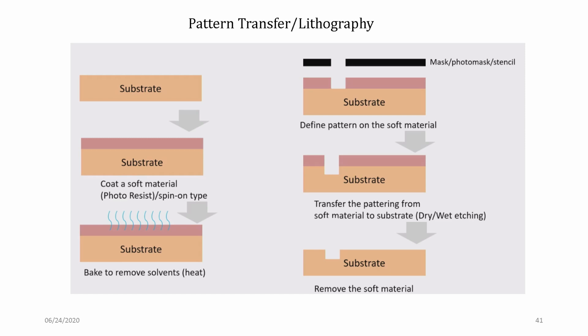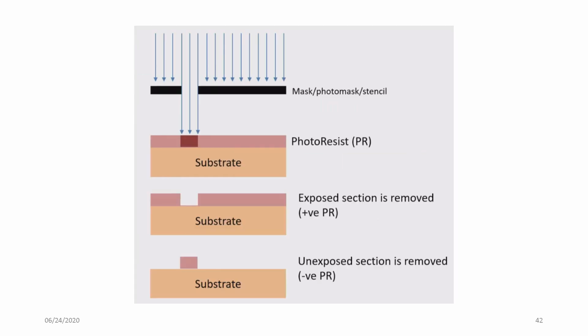This is a broad overview of how the entire process is. It has to be taken through etching. Either it can be dry or wet, and when you do etching you also expose the next layer, and what now happens is the substrate itself has the pattern when you remove the resist or the soft material. So again, this is how typically it happens.